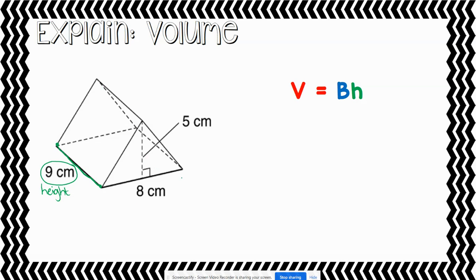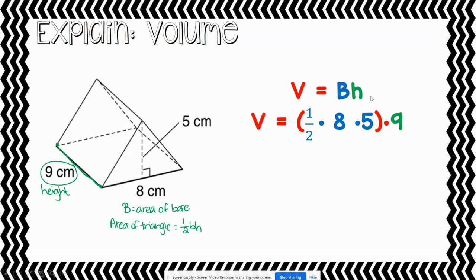Now remember that capital B means area of the base. Well, in this case, my base is a triangle. So you have to remember your formula for the area of a triangle. And that formula is 1/2 times base times height. So when we solve this, let's start with the area of our base. Well, our base is a triangle, so we would do 1/2 times the base of the triangle times the height of the triangle.